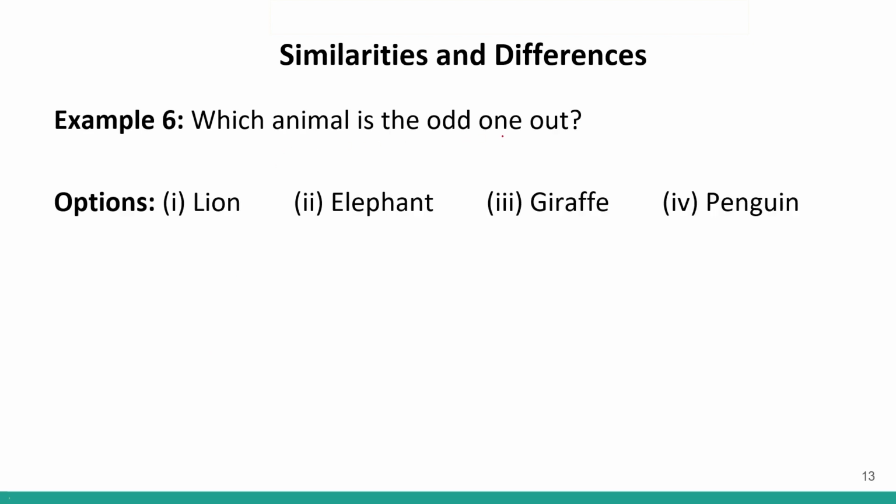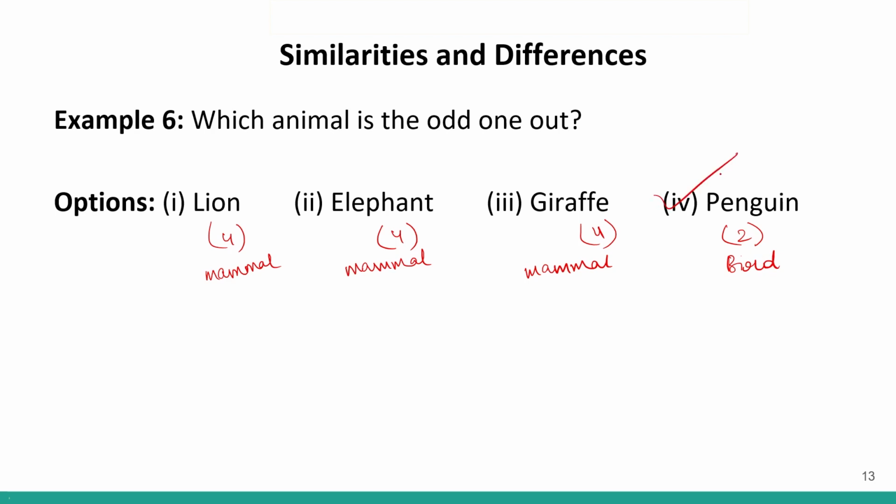Now, which animal is the odd one out? We have to find out. Lion, elephant, giraffe, and penguin. Out of all the options, one logic is that the lion has 4 legs, elephant also has 4 legs, giraffe has 4 legs, and only the penguin is an animal which has 2 legs. The other logic is that the lion is a mammal, elephant is also a mammal, similarly, giraffe is also a mammal, only penguin is an animal which is a bird. So the answer will be option number 4, penguin.